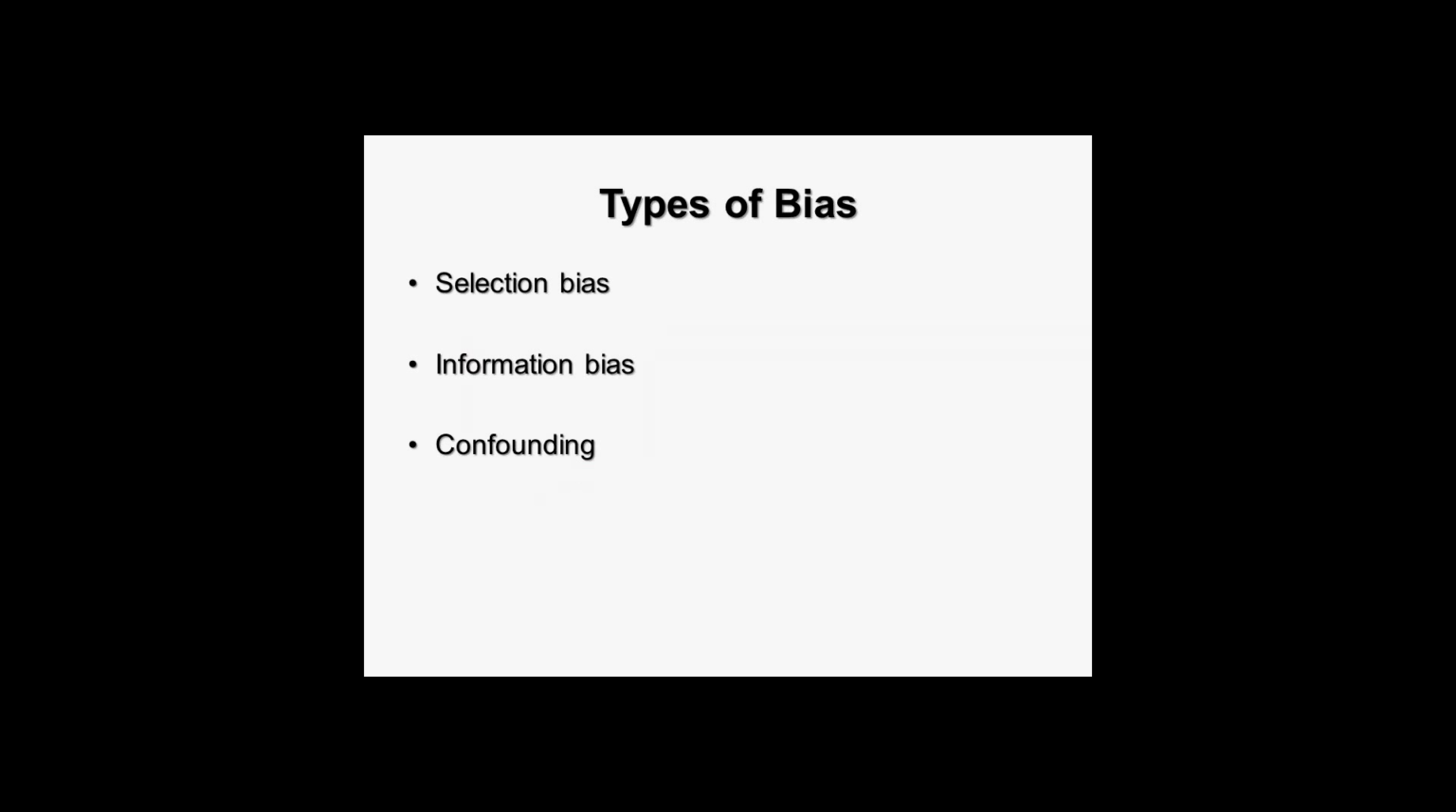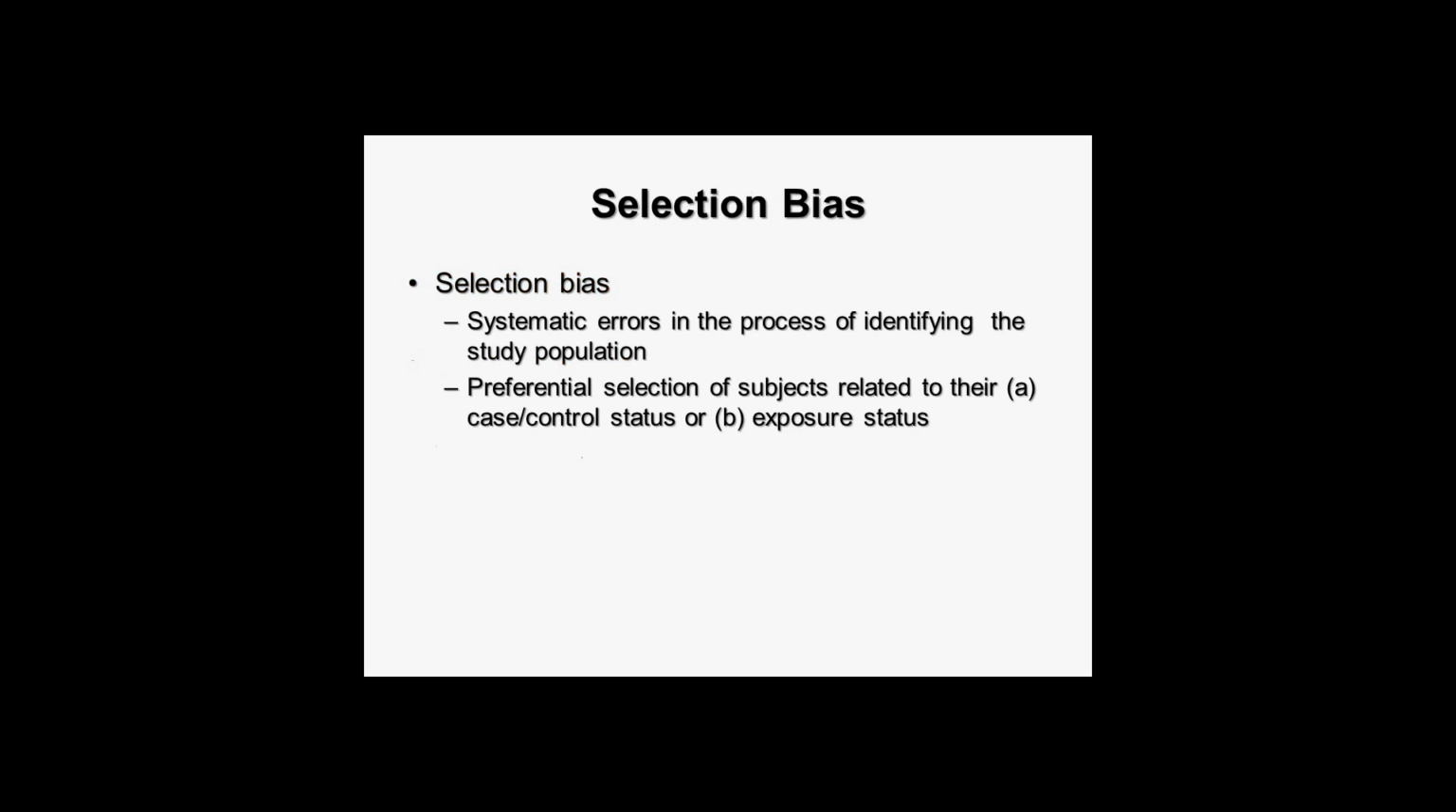And so when we think about the types of biases right there, the main ones we have are selection bias, information bias, and confounding right there. And so what I want to talk about today is selection and information bias. Confounding is kind of a big thing all on its own right there. It can maybe take up an entire lecture.